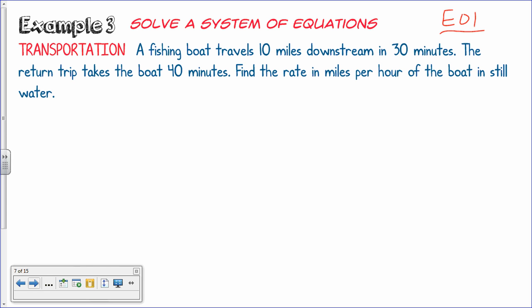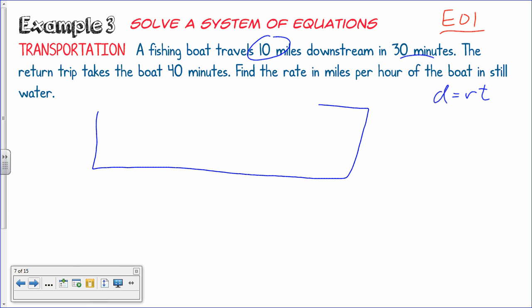Is everybody clear on that? Okay. Here's how you set this up. This is distance equals rate times time. Write that down. It kind of leads you to that, doesn't it? It gives you the distance, which is 10 miles. It gives you the time, but what you have to find is the rate. Now, would you agree with me that the rate is going to be different with the current than it is going against the current? Right?